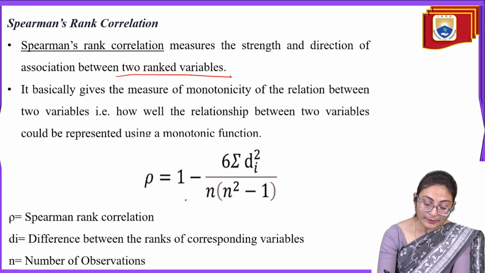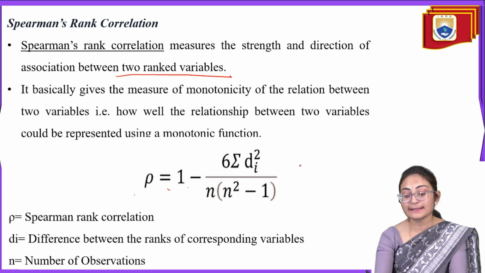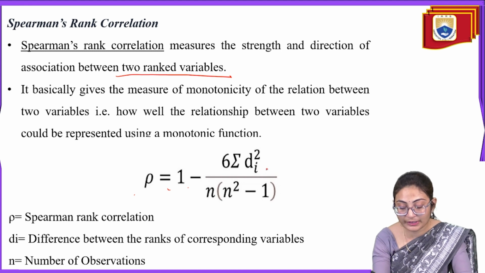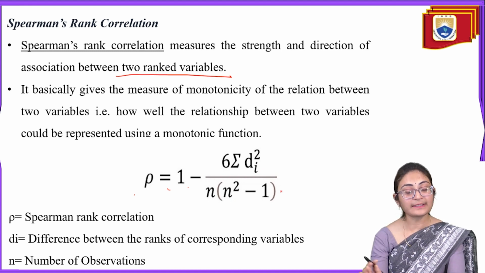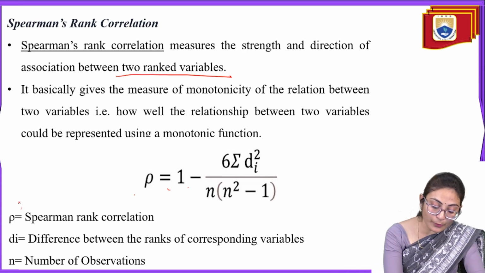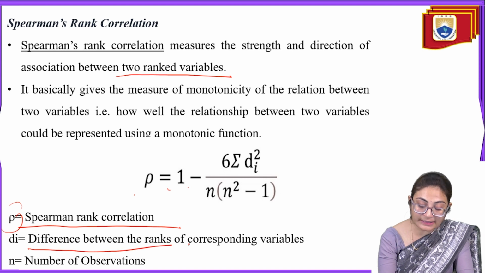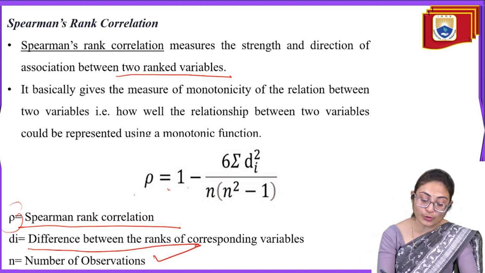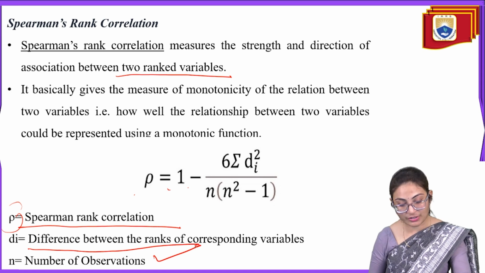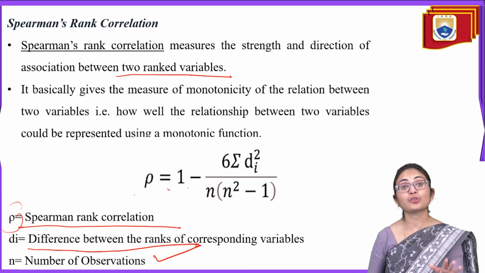That means Spearman rank correlation is equal to 1 minus 6 sigma summation di square divided by n into n square minus 1. So this formula is showing the Spearman rank correlation. Then di is showing the difference between the ranks of corresponding variables, and n is showing the number of observations. That means this is all about the correlation.